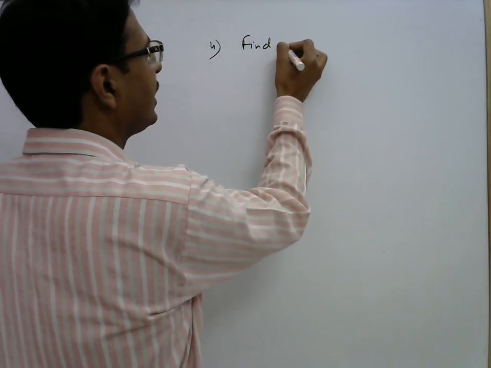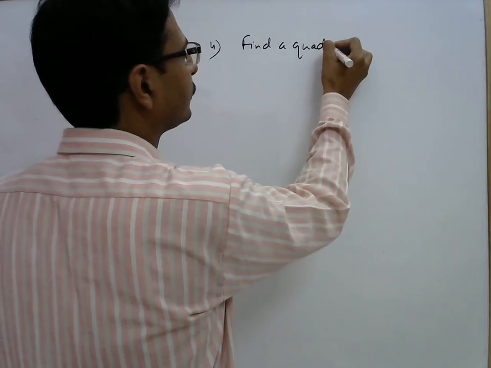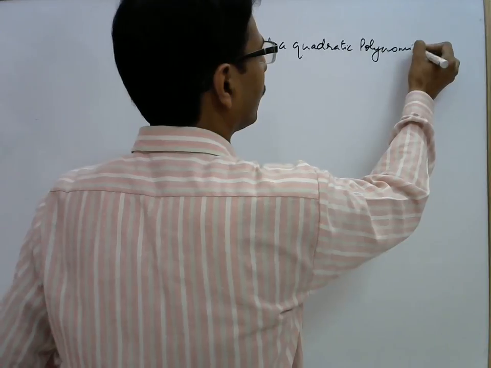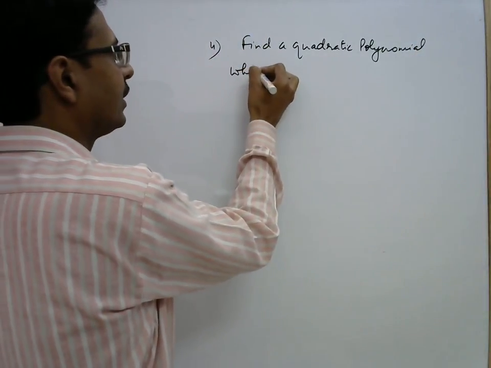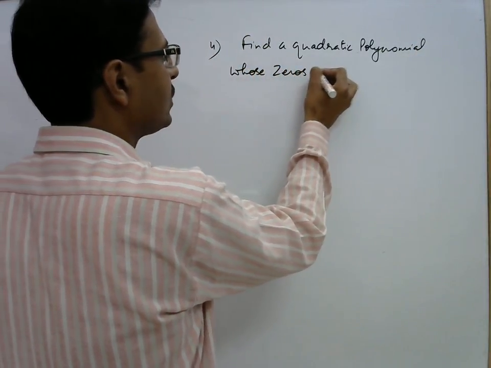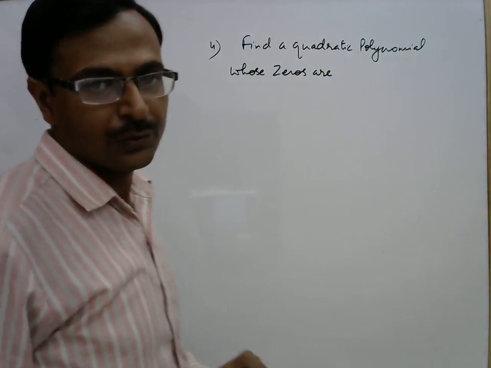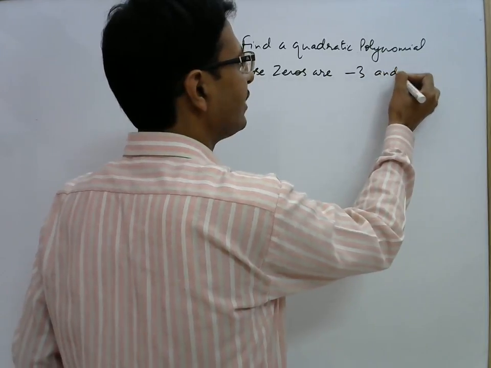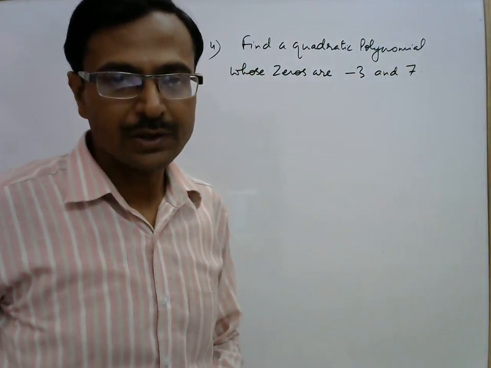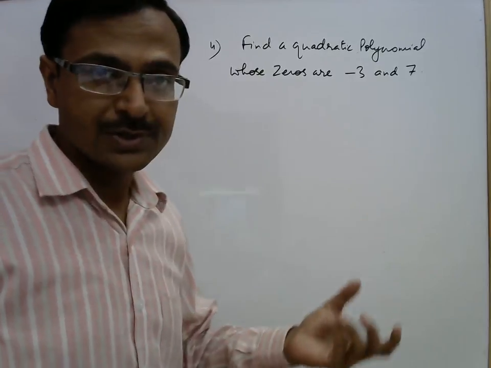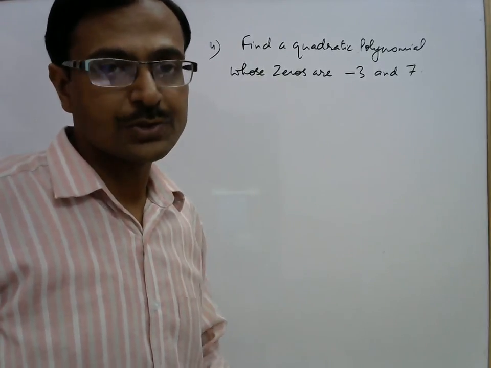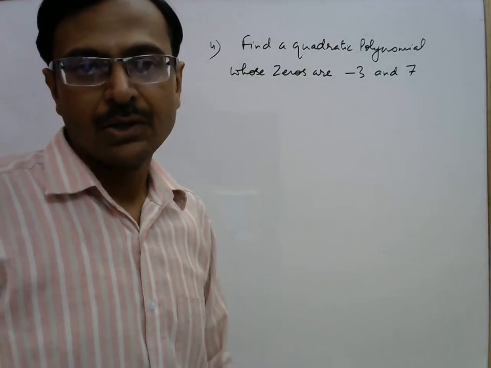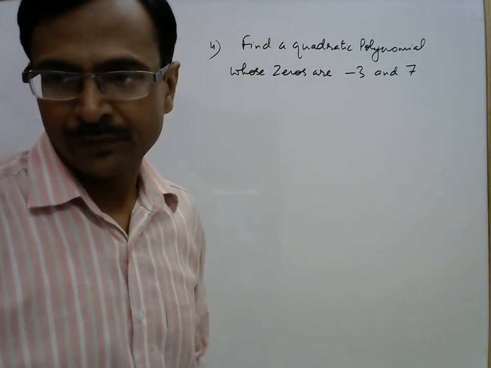Find a quadratic polynomial whose zeros are, now we are given the zeros -3 and 7. Remember, these are not the sum and product, these are the zeros. Now the values of the zeros are given to you. So one more step, rather two more steps are added to what you were doing just now.